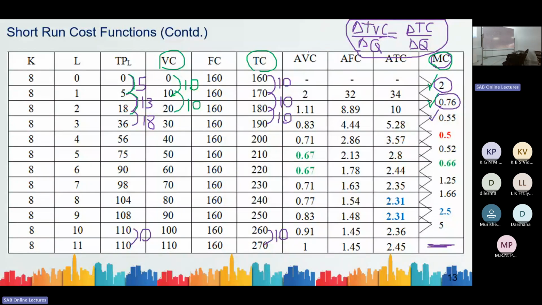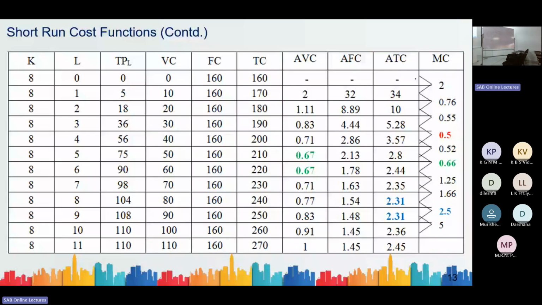So these are the average variable cost values, average fixed cost values, average total cost values, and marginal cost values. Now we are going to see the relationships among them using numbers. We are going to observe the relationships that exist among these cost concepts with these numbers. So what do you see here?